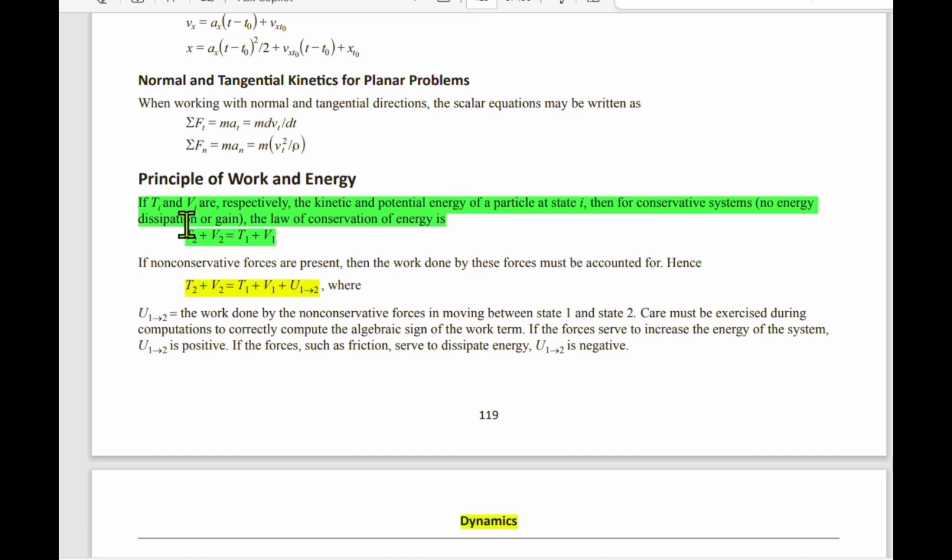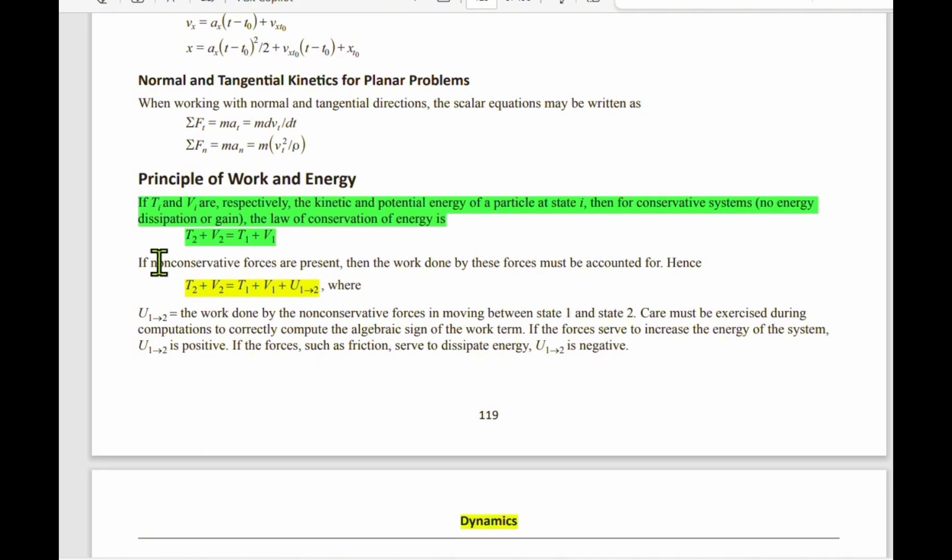when there is no energy dissipation or gain, the law of conservation of energy is T2 plus V2 is equal to T1 plus V1. However, notice that in our problem we have an external force that is exerted on the cart in order for it to move. So this will be the equation that we'll be using.